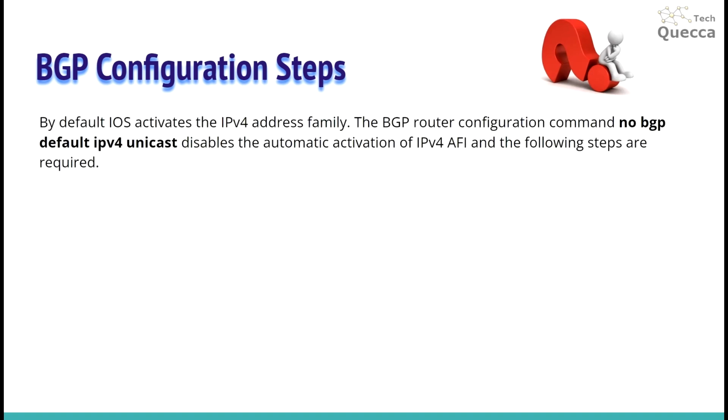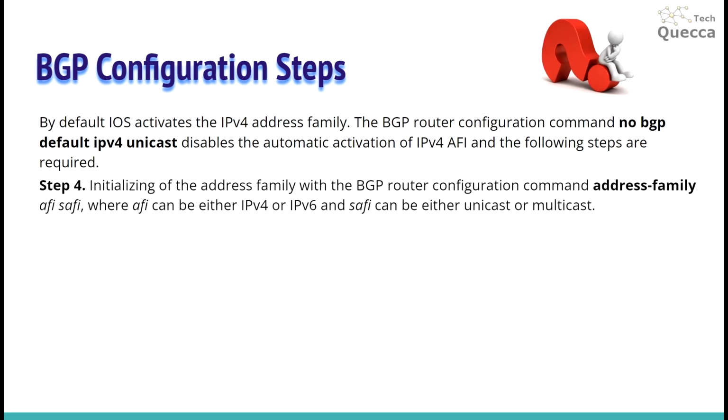By default, EOS activates the IPv4 address family. The BGP router configuration command no bgp default ipv4-unicast disables the automatic activation of IPv4 AFI, and the following steps are required. Step number 4, initialization of the address family with the BGP router configuration command address-family AFI SAFI, where AFI can be either IPv4 or IPv6 and SAFI can be either unicast or multicast.